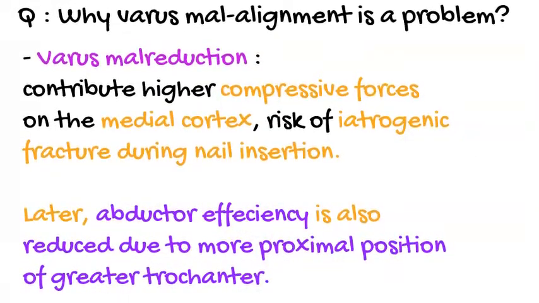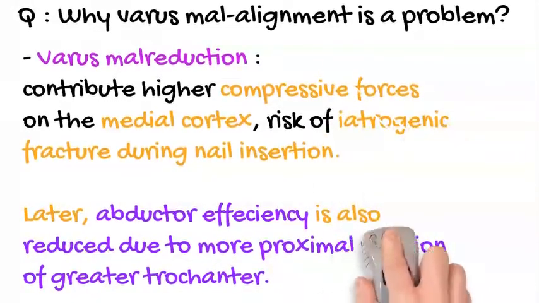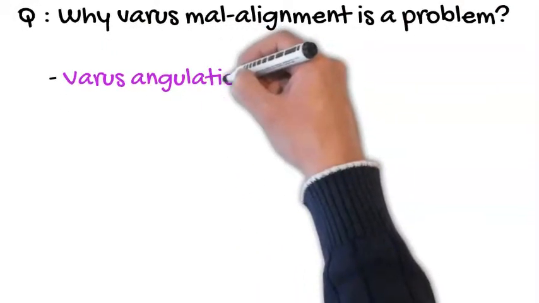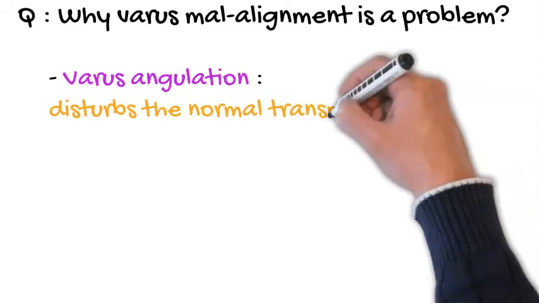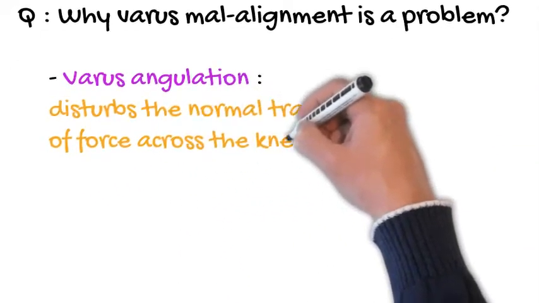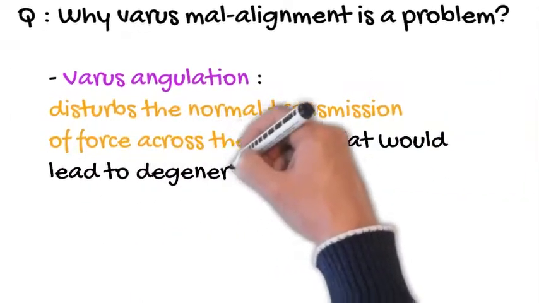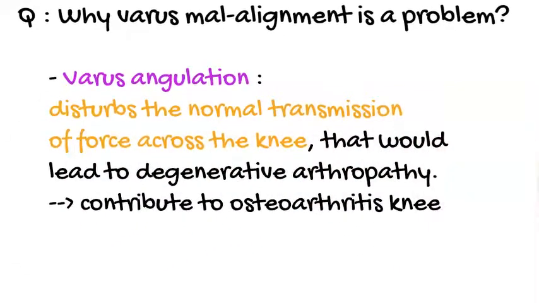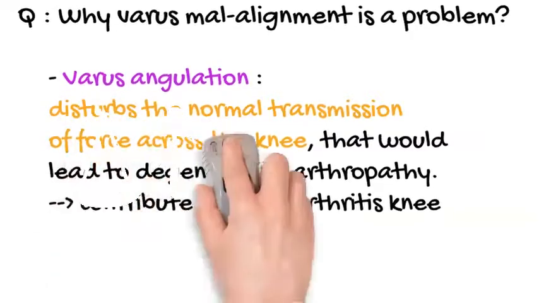Later, abductor efficiency will be reduced due to the more proximal position of the greater trochanter. Varus angulation will disturb the normal transmission of the force across the knee that will lead to degenerative arthropathy that contributes to the progression of osteoarthritis of the knee. But the quoted journal said that the study is small and still inconclusive. But if we understand biomechanics and forces that act on the knee, it is possible.